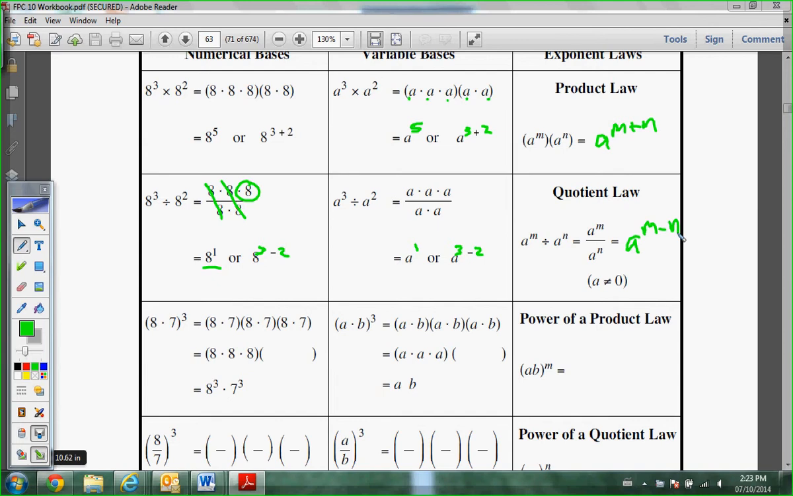Okay, power to power rule. Okay. Or no, power to product, excuse me. Not power to power yet. Power to product. So, if you have 8 times 7 to the third, that means you have 3 8s and 3 7s. Okay, that means it hits both of them. So it's 8 times 8 times 8, 7 times 7 times 7, 8 cubed times 7 cubed. Okay, so in terms of variables, same thing. B times B times B, B cubed. So your power of a product rule is, if it's AB to the m, it's A to the m, B to the m.